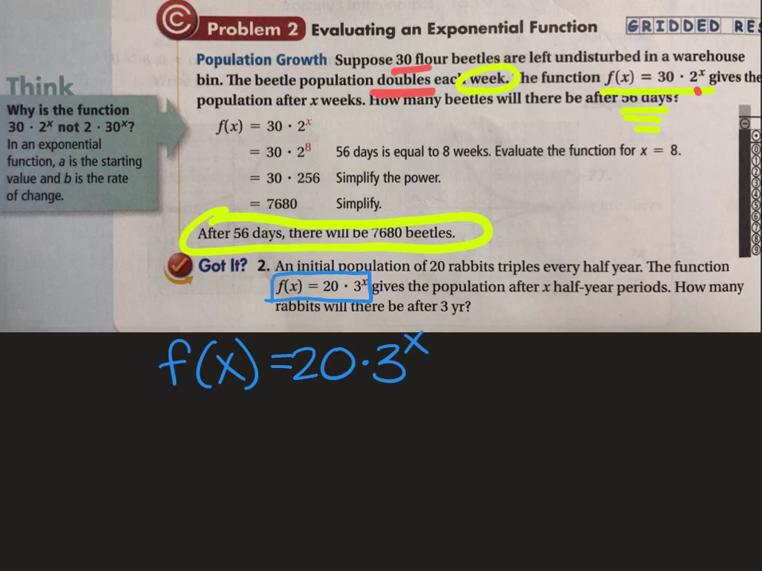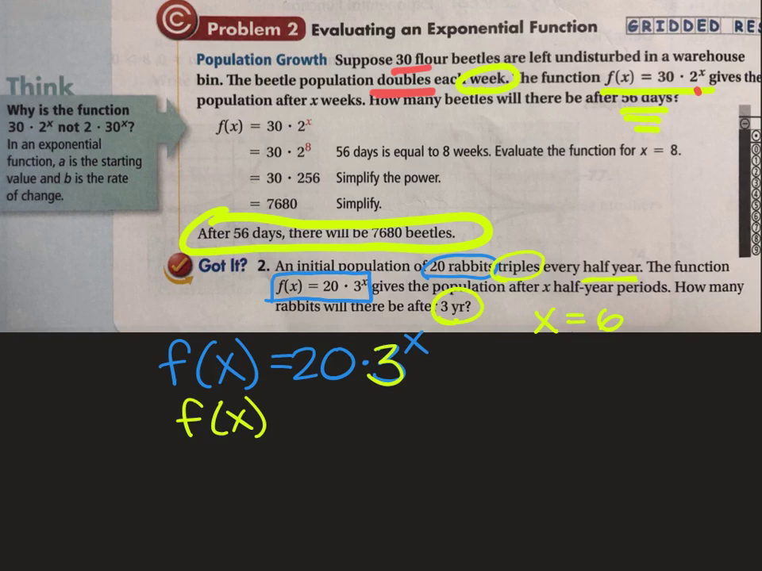Well, we said that the a value, here 20, that is our initial, okay? Then it triples, which gives us our 3. That's our rate of change. It triples every half year. So half year, that means you're getting 2 times a year over a period of 3 years. So 2 times a year times 3 years is going to give us 6. So our x value is going to be 6.